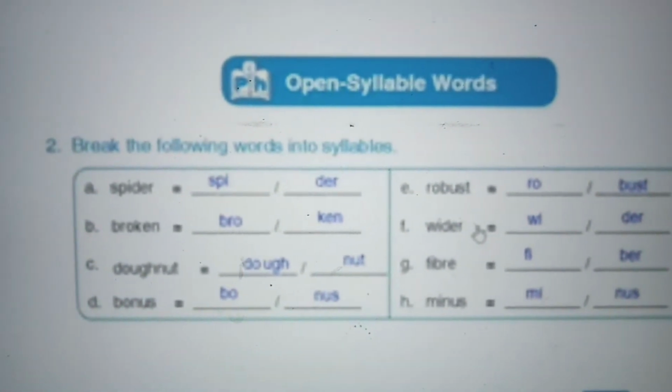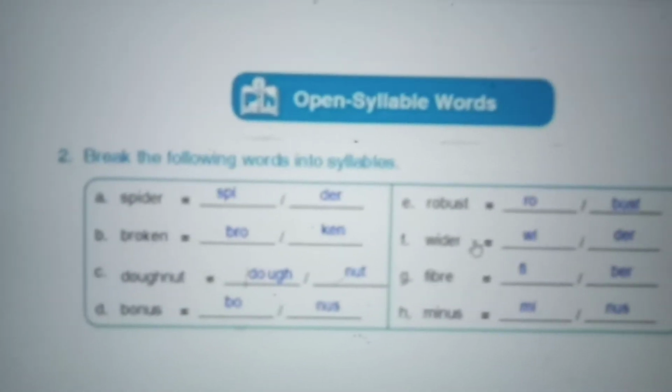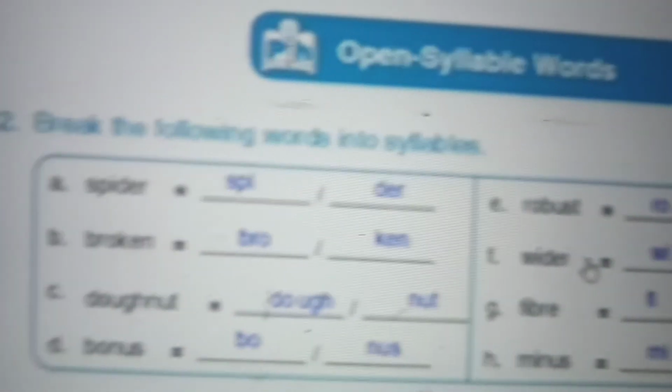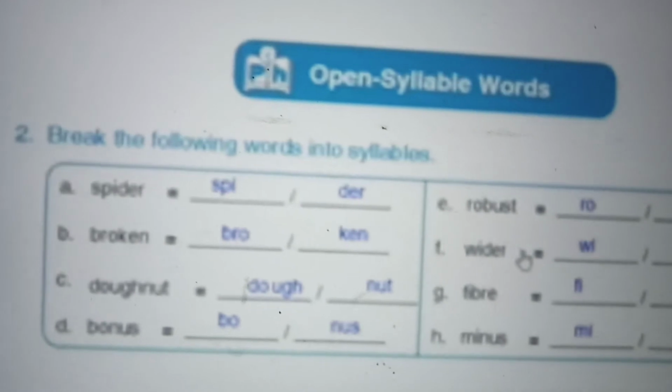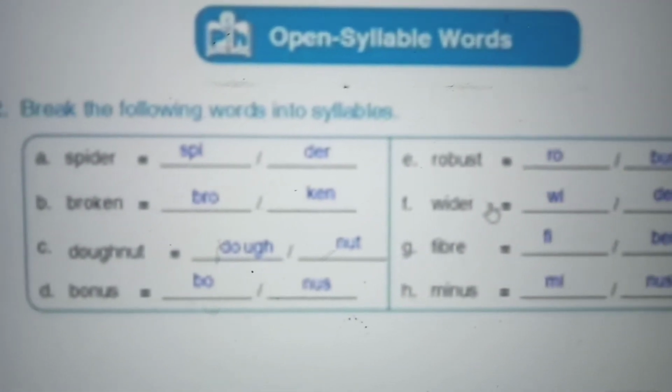Okay, so how will you break into syllables? Based on the vowels. Spider, I, E are the vowels here. So in between I and E only D is there. So D will go with the second syllable.